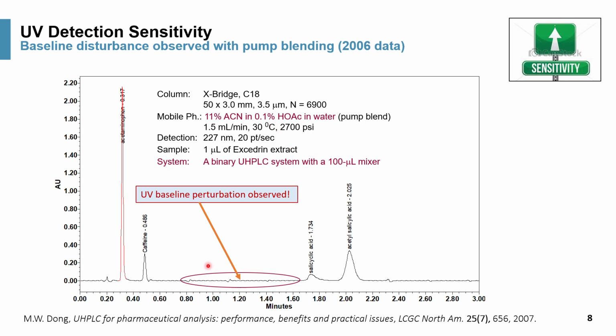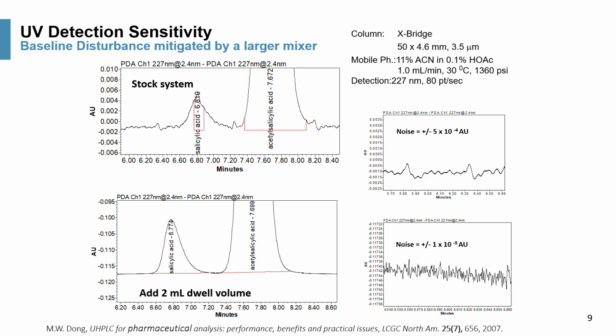And we observed a UV baseline perturbation, which is pretty significant. As it turned out, this perturbation does not come from the detector but came from the inadequacy of the mixing, also somewhat related to the pump design. So to get rid of that perturbation, one has to use a larger mixer. Once you use a larger mixer, such as a peptide mapping mixer, which is 500 microliter, the noise essentially goes away.